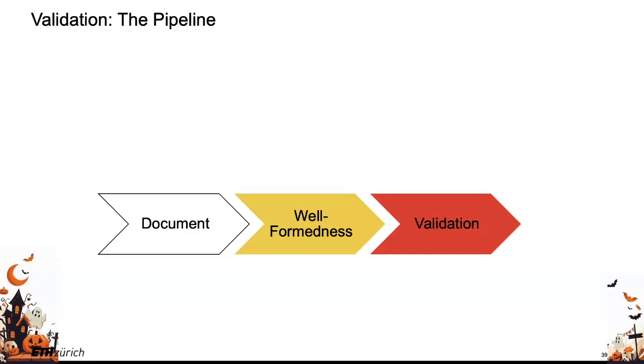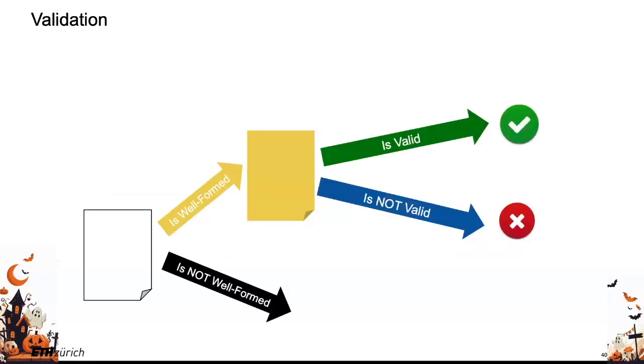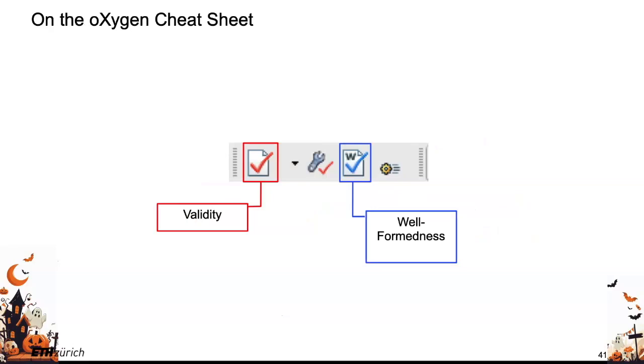Then we have a second step. Once we have built the tree, after that, that's called validation. So you see it's a two-level. Yes, no, is it well-formed? And if it is well-formed, yes, no, is it valid? But I need to explain, of course, what valid means.